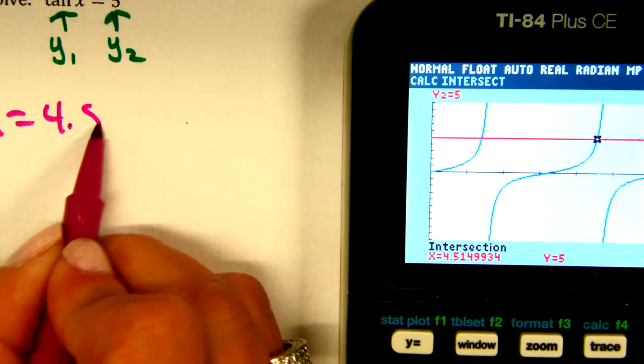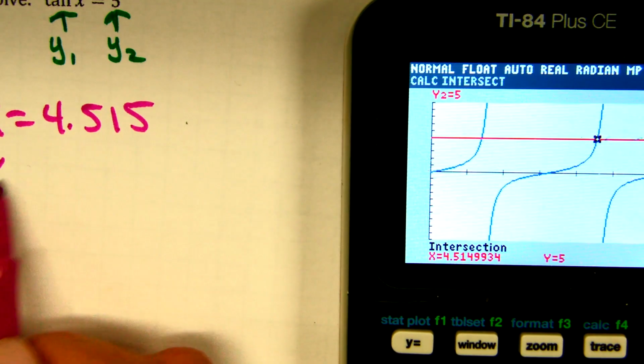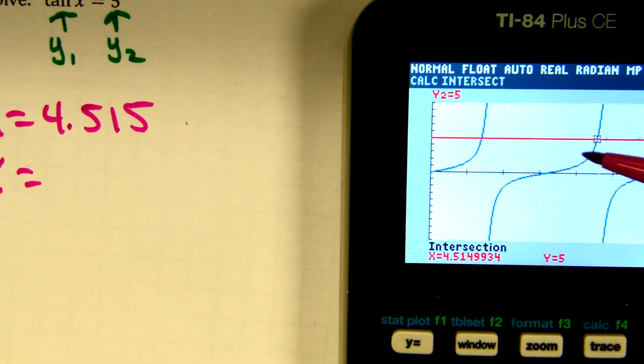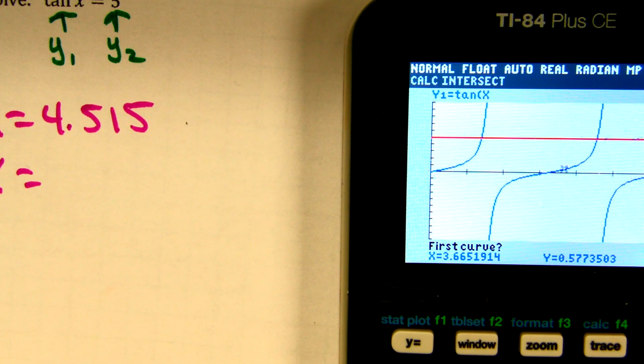Make sure we're rounding correctly. So that's this intersection. Let's find the other one. Second Calc 5. And we're just going to use our left and right arrows to maneuver around. So we got to get past this squiggle.